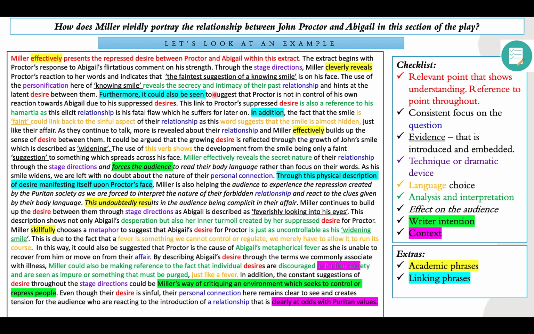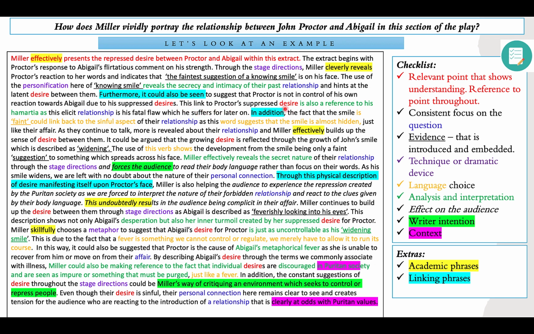Furthermore, it could also be seen to suggest that Proctor is not in control of his own reaction towards Abigail due to his suppressed desires. So we're showing here that we're developing this idea further. This link to Proctor's suppressed desires, so we've also got a link here, shows that we're developing. So we've got suppressed desires here, we've got suppressed desires here. We're taking the same idea further.